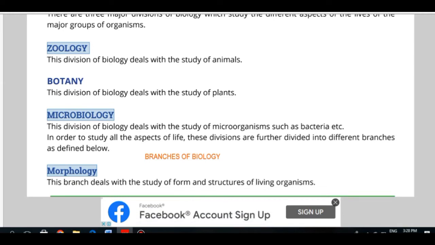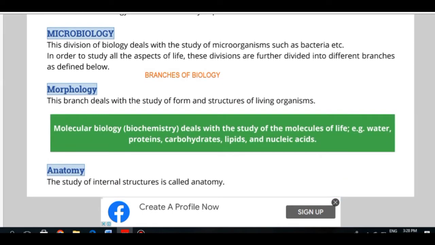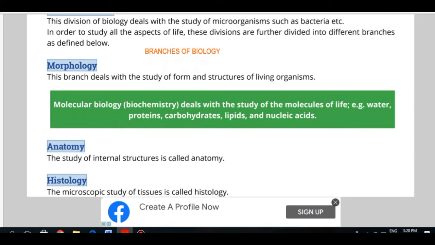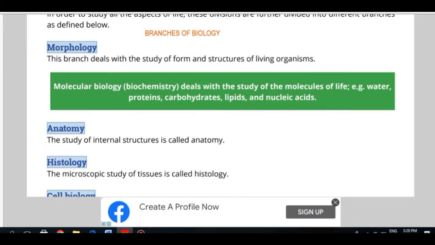And to further study the aspects of life, we have to study the aspects of life. Then we divide biology into further branches. The first branch we will study over here, I have made a heading to separate divisions and branches. So the first branch over here is morphology. Morphology deals with the study of the form and structures of living organisms.